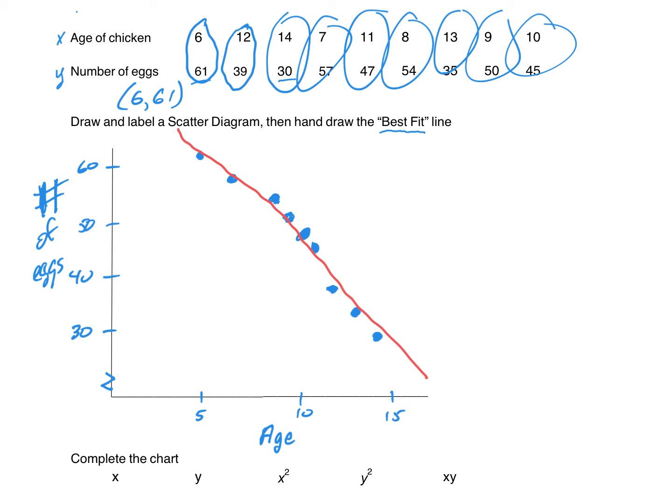Just for the heck of it, by looking at how my dots are going and the red line, can somebody tell me what they think, not a number, the words for the correlation are? Strong negative. Strong, negative, linear.